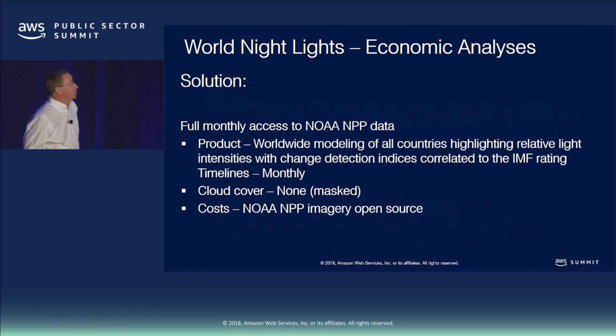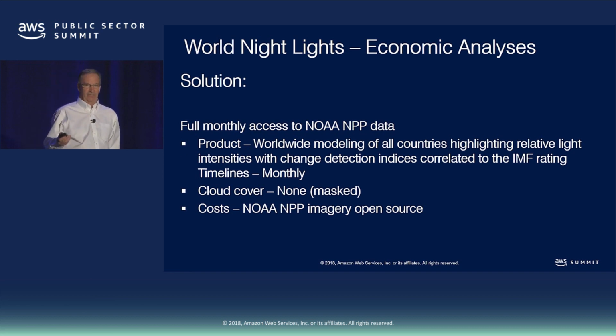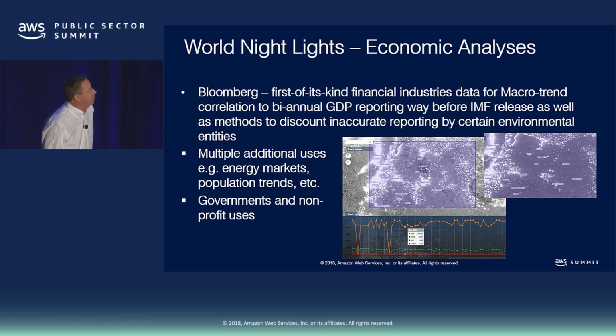So the solution in this economic analysis is right now just a once a month product. It is literally the entire world. And we have dealt with the cloud cover issues, and the cost from NOAA is just fantastic. So I hope you can see this imagery. What you're seeing there is not the nicest imagery. The image on the far right, both of them is Aleppo. And you can see what's happened over a very short period of time with the night lights intensities with all the warfare activities. It's a little hard to read what's down below.